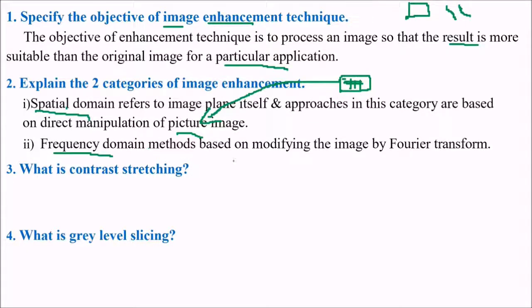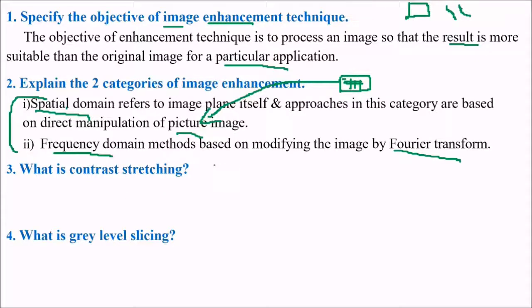While in frequency domain, you first transform your image from spatial domain to frequency domain, and now you have a frequency domain. So you can change or enhance the image using the Fourier transform.